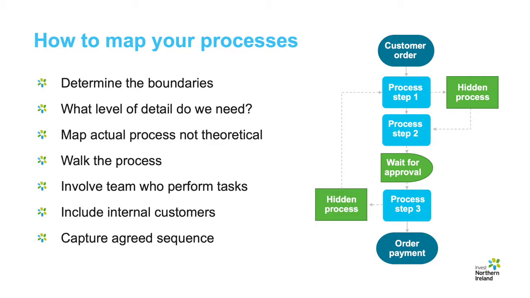What sequence do the tasks follow? Does everyone follow the same sequence, or is there a lot of variation? When we map processes in businesses, we use post-its to represent each process step or activity, so they can be easily moved around if needs be, as it can sometimes take a few drafts to capture the agreed sequence.